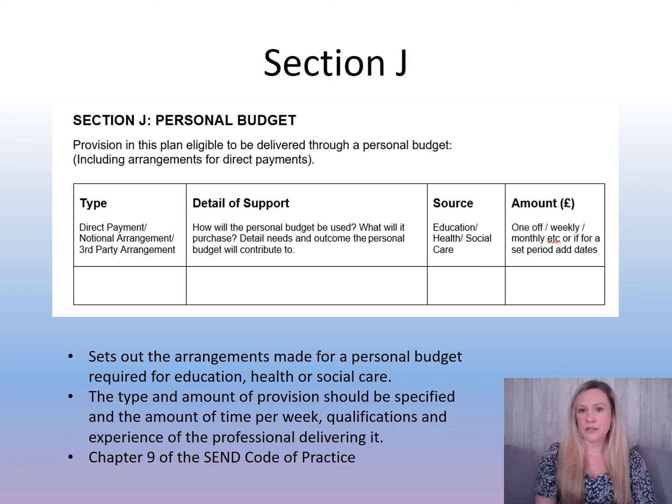So a personal budget can be requested when the EHCP is at draft stage or at an annual review. The type and the amount of provision should be specified, and the amount of time per week, qualifications and experience of the professional delivering it should also be included. You can find more information on personal budgets in Chapter 9 of the Special Educational Needs Code of Practice.